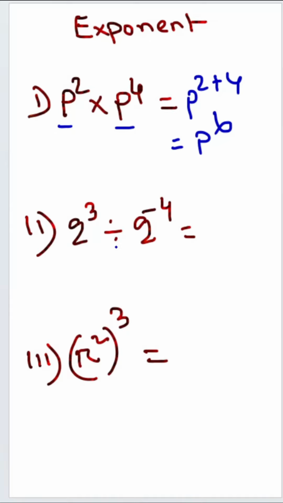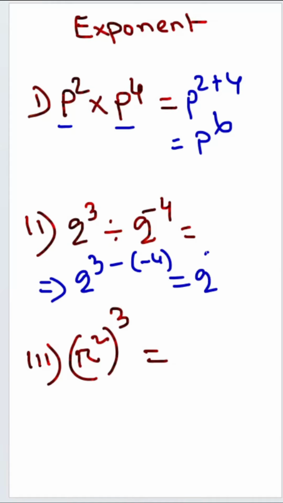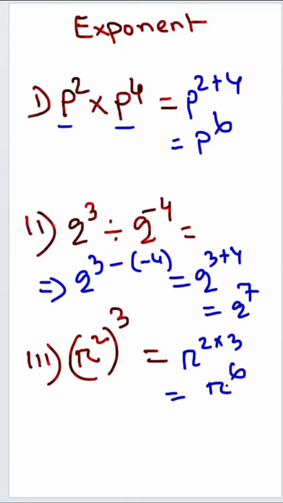Okay, and here is division, so the power will be subtracted. So we can write it like this: q to the power 3 minus minus 4, it means q to the power 3 plus 4, so the answer will be q to the power 7. And here r to the power 2 to the power 3, so we can write r to the power 2 into 3, it means r to the power 6.